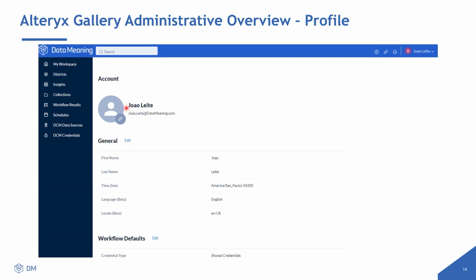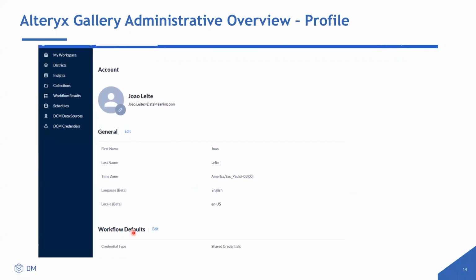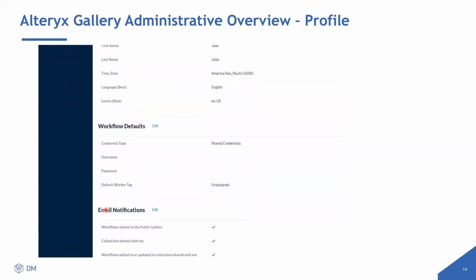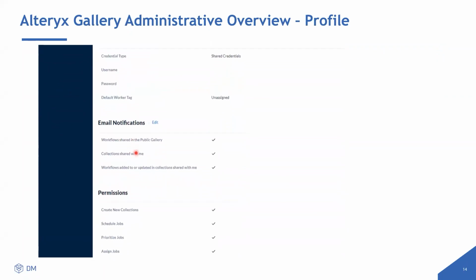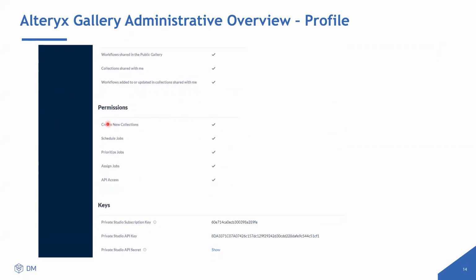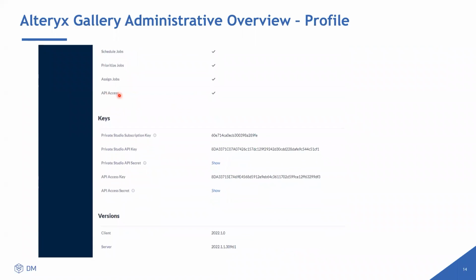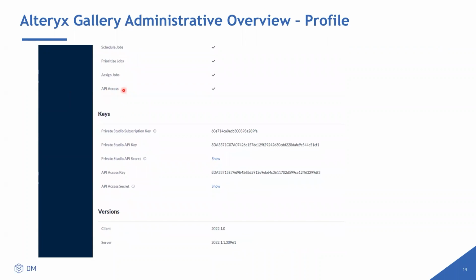On this page, you'll be able to see your name, your email, some general settings like your name, the time zone that you have defined by default, and then some other options. The best options to see here are the workflow defaults, because you see the username and the password you'll be running workflows as, email notifications if you want to disable something, permissions if you can create collections, schedule jobs, prioritize jobs, assign jobs, and have API access. And if you have API access, then you will also see your keys here to access the gallery.